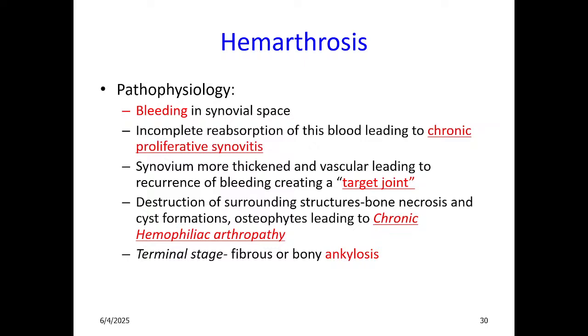Destruction of surrounding structures will lead to bone necrosis and cyst formation and osteophytes, leading to chronic hemophilic arthropathy. Finally, the joint will have fibrous and then bony ankylosis, and at that time it will be like a silent joint and there will not be any movement and there will not be any hemarthrosis further.